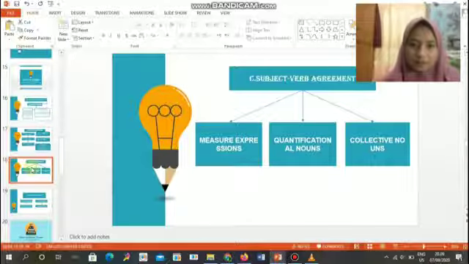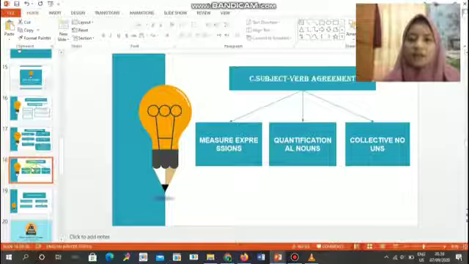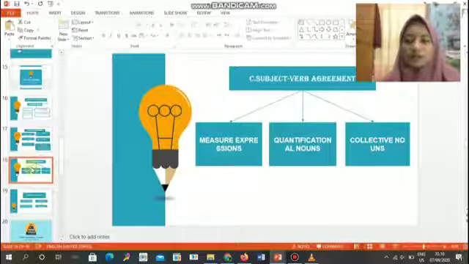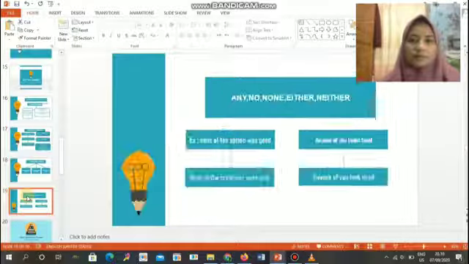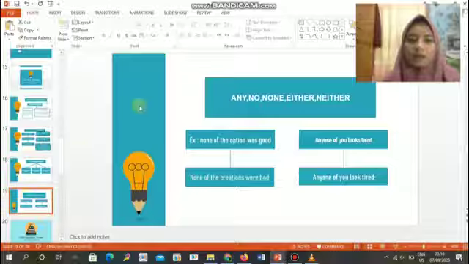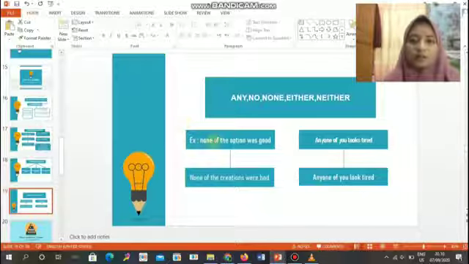Subject-verb agreement. There are three parts: measure expressions, quantificational nouns, and collective nouns. And there is an additional part: any, no, none, either, and neither. Here I give you an example.